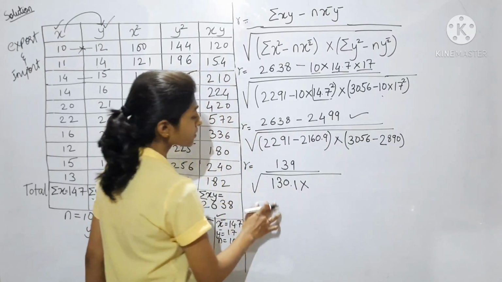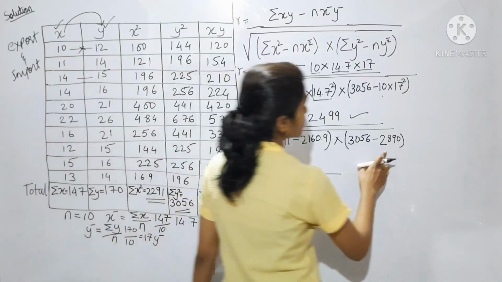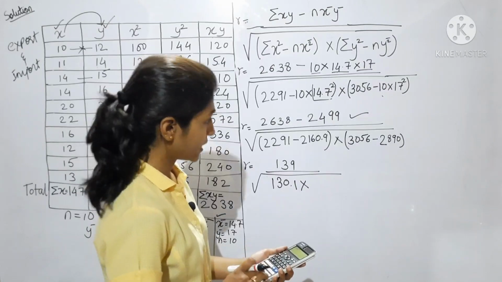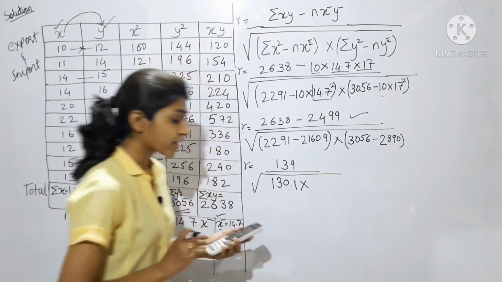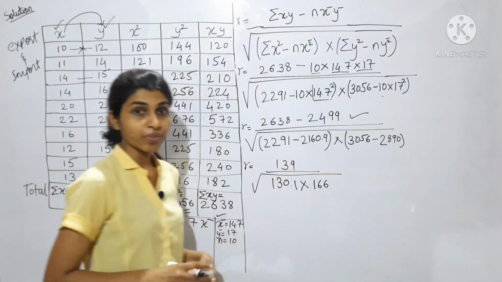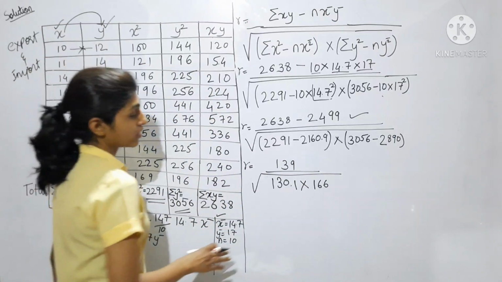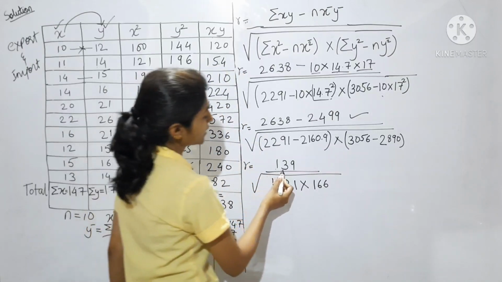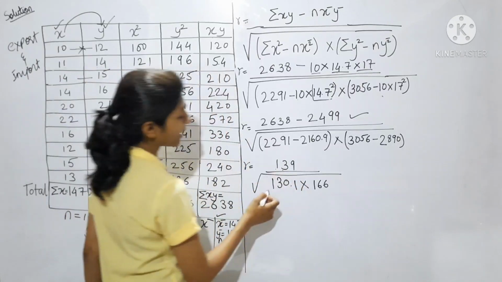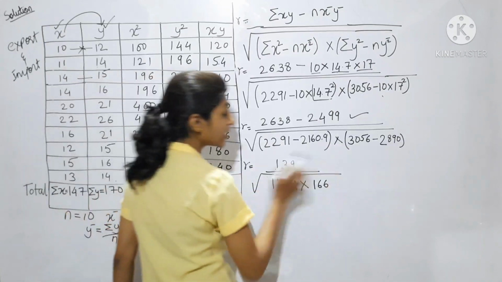Minus, 3056 minus 2890, so I got the answer 166. Check whether you are getting the correct answer. I hope you are following, you are with me, by solving the sum. So now see, 139 divided by 130.1 into 166, and this is whole under the square root.